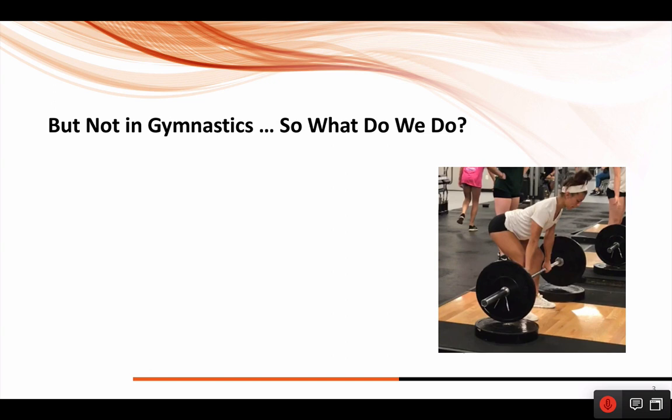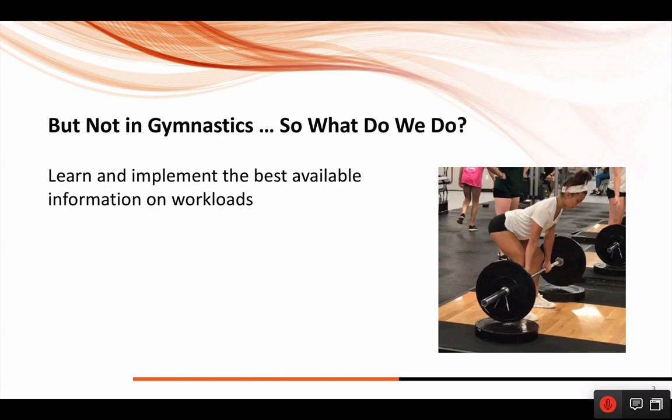And so what I think we should do is try to take the best available information on workloads, right? And combine that with what expert coaches say about training for high-level gymnastics, or what gym owners who have had a gym for 20 years say is successful from an implementation point of view. We need to understand the best available science, but also support that with other research that's just about being a human in sports.